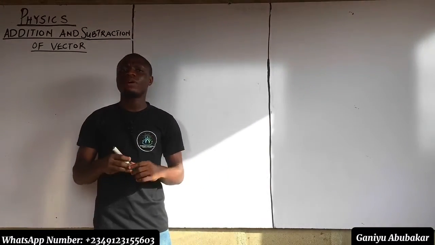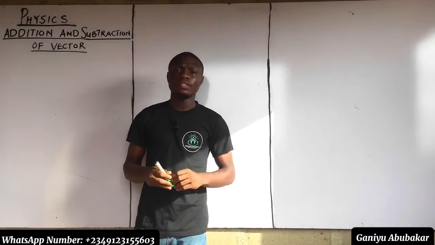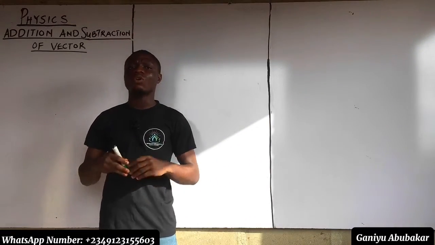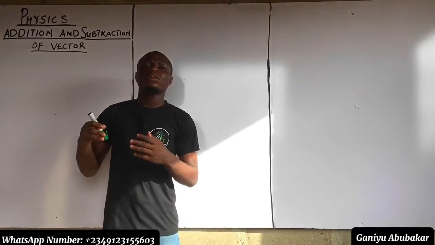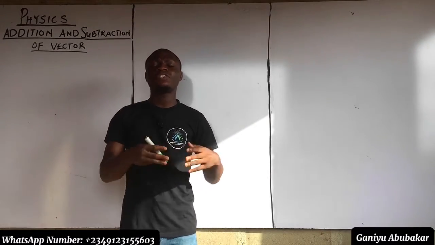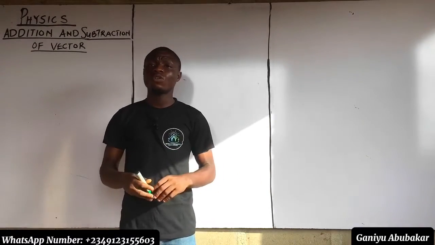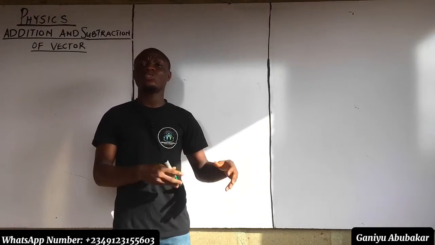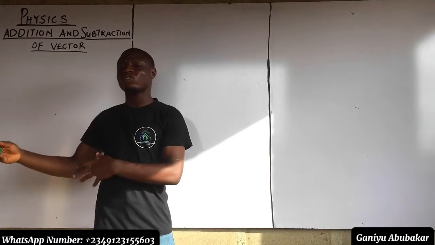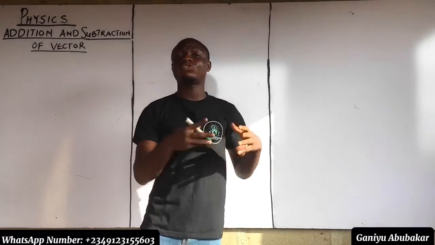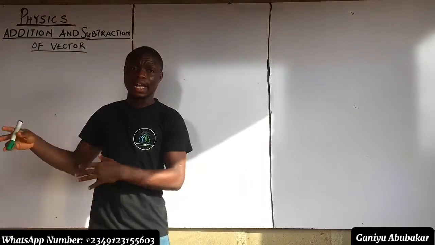For today, we're talking about the addition and subtraction of vectors. Last class, we discussed the definition of a vector, the representation of a vector. We also talked about the magnitude, or modulus, of a vector, and we also discussed the unit vector in our last class.